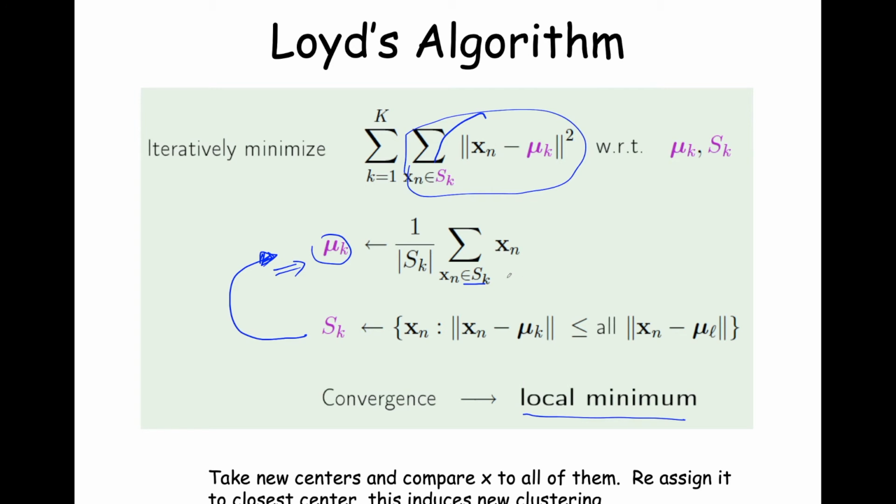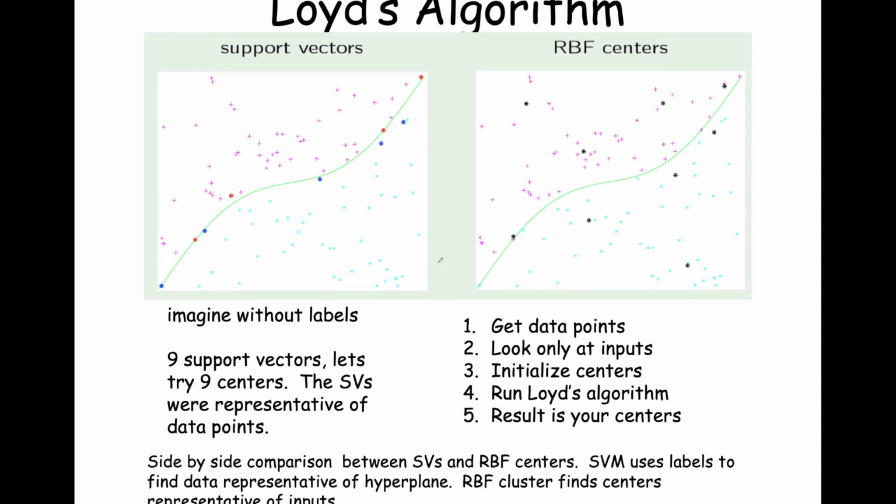All right. So that's Lloyd's algorithm, and what this gives you, it gives you the assignment, Sk, of points to clusters and the associated centers, which are the representatives of those points in those clusters. And now you can use these representatives, these mu sub k's, as the centers associated with the radial bases. Okay. And so you can make a comparison between support vectors and radial basis function centers.